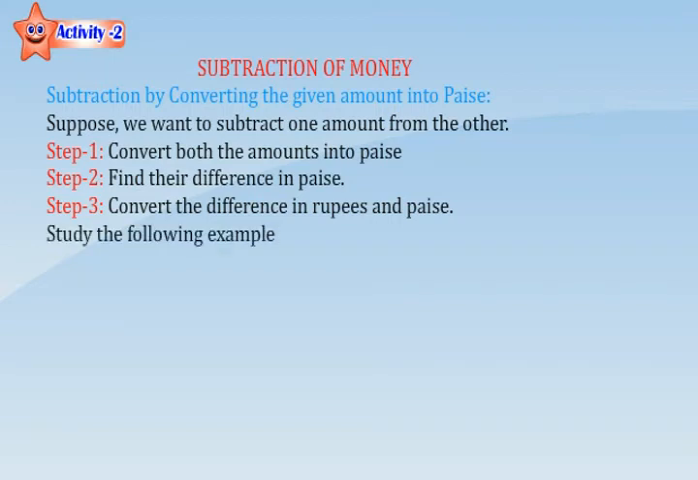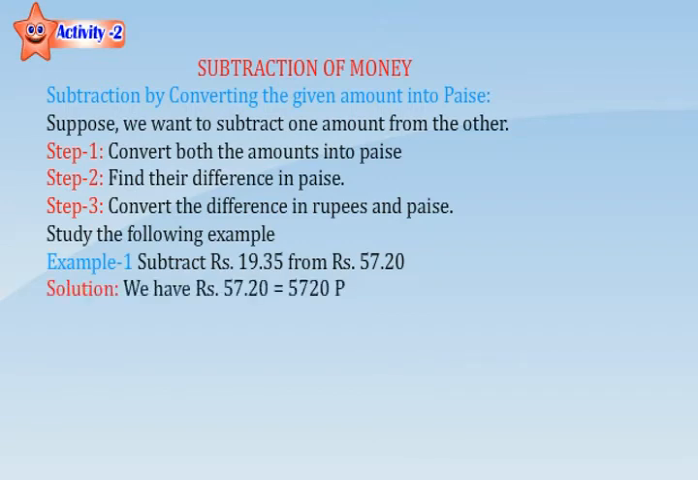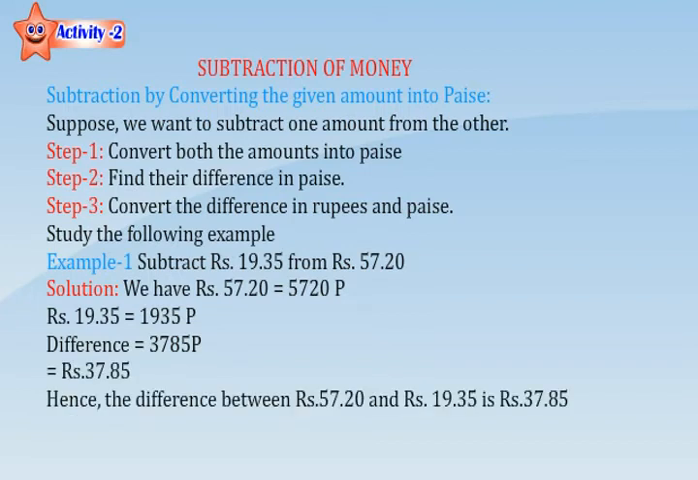Study the following example. Example 1. Subtract rupees 19.35 from rupees 57.20. Solution: rupees 37.85. Hence, the difference between rupees 57.20 and rupees 19.35 is rupees 37.85.